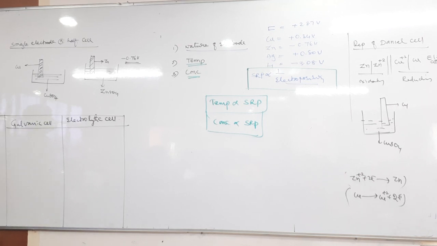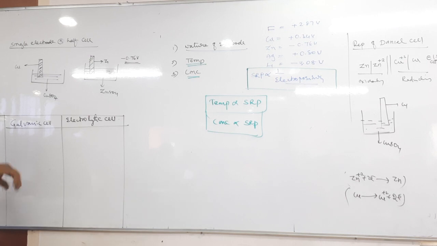But what is the meaning of cell? Cell always contains two half cells. Which half cells? Oxidation and reduction. In the oxidation half cell, which reaction takes place? Oxidation. And in the reduction half cell? Reduction. Okay, right, one more point: a cell consists of two half cells.